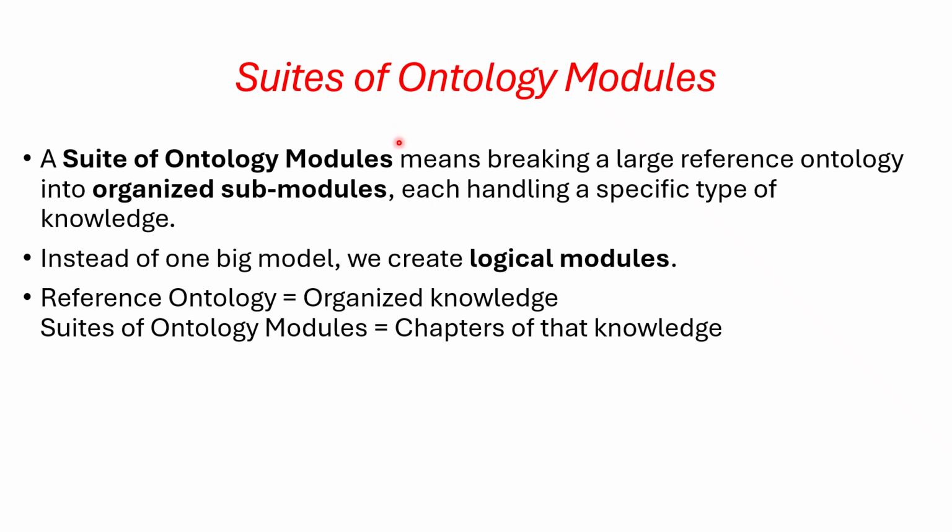So each model focuses on one domain or functionality. When we take this type of approach, it improves clarity, scalability, and proper system organization. To understand the source of the ontology model, take one huge book which contains everything, and the knowledge is divided into chapters. The reference ontology represents the complete organized knowledge, while the suite of ontology models represents the individual chapters.